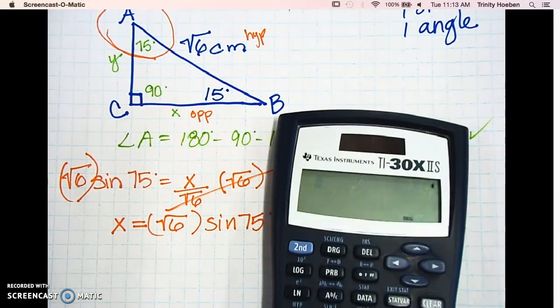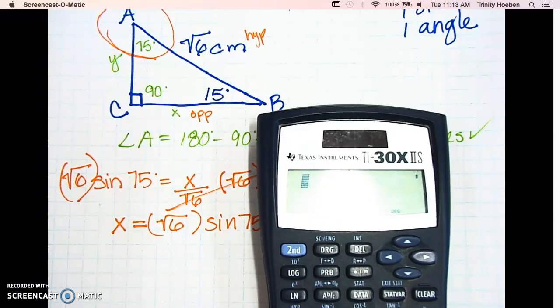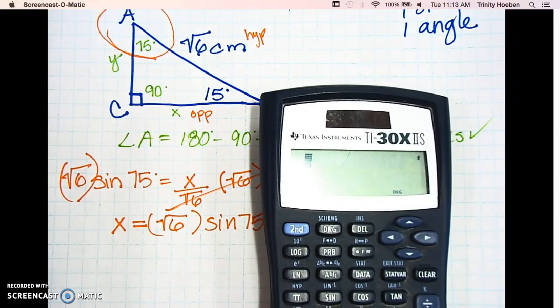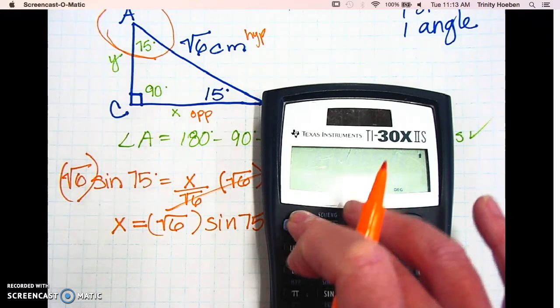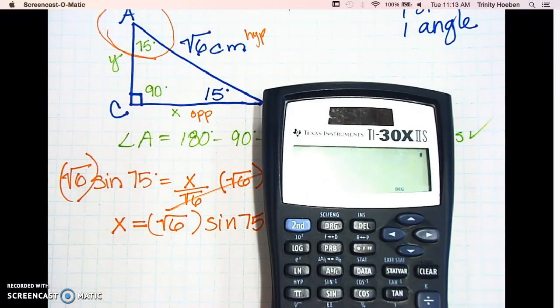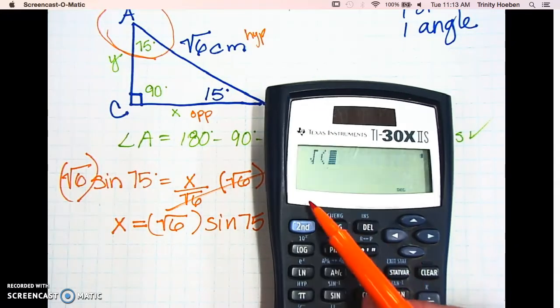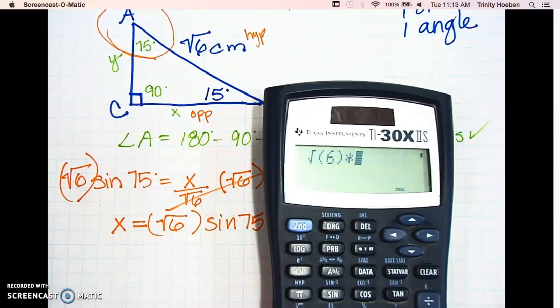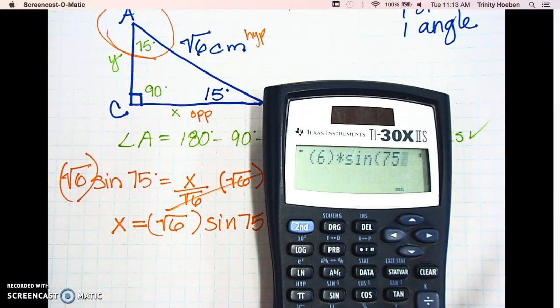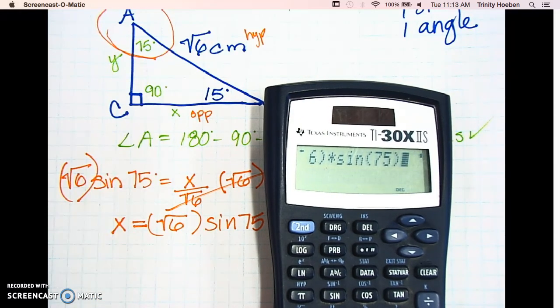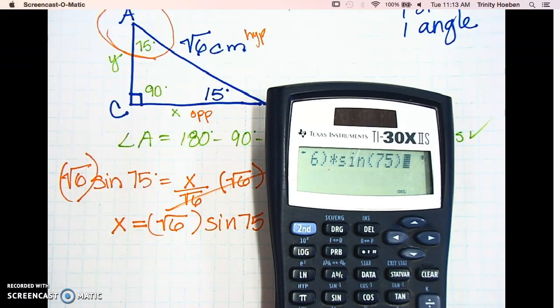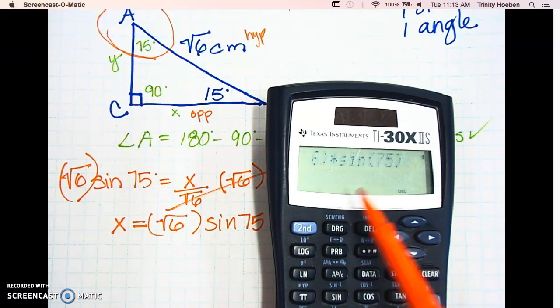And that's going to give us a side measure. So those we're going to round to the nearest, what, 100th? I can't remember what it says on your worksheet. So we're going to go the square root of 6. So you have to hit the second and then the square root button. It should come up on your screen as square root of 6 times the sine of 75. When you're typing multiple things, make sure to close parentheses so that the calculator's doing it. Sometimes if you don't close parentheses, it gets you a weird answer.